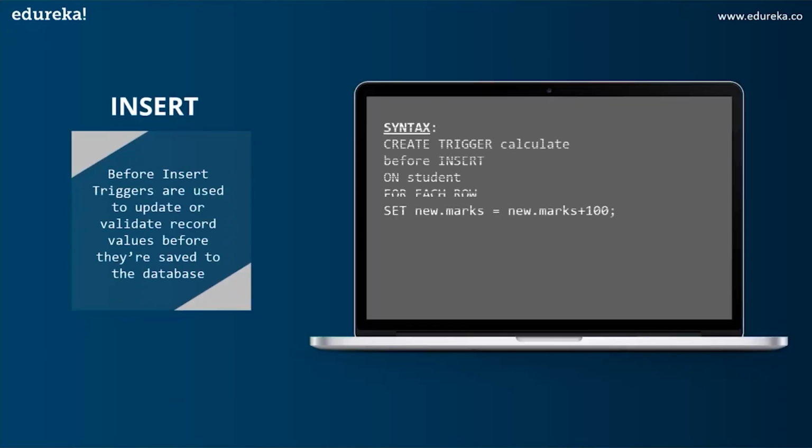The next operation is insert, and the first variant is before insert triggers. Before insert triggers are used to update or validate record values before they are saved to database. And the syntax for this is create trigger calculate. Here calculate is the name of the trigger, before insert on the table name for each row and set operation. So let me head back to MySQL Workbench to execute this query.